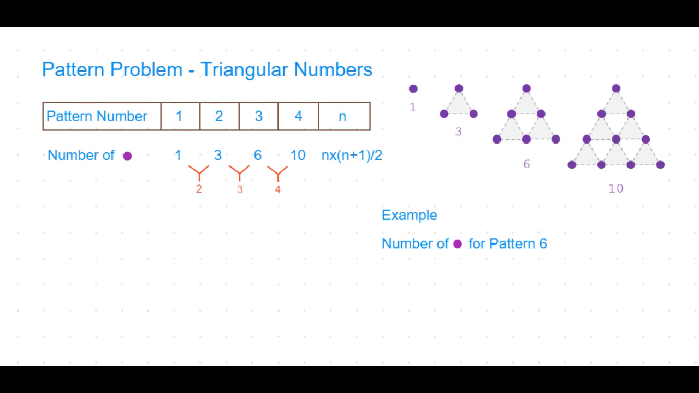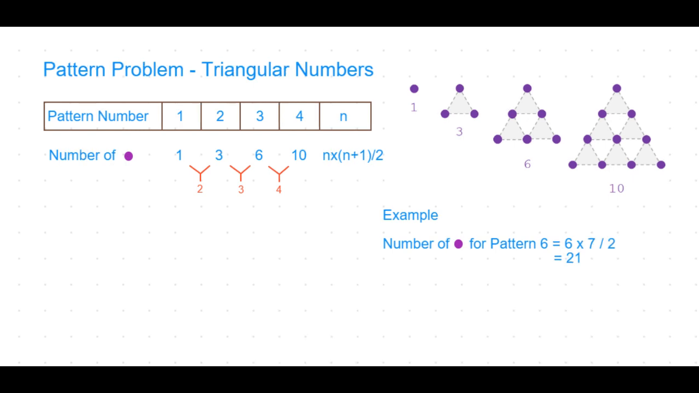Here, 6 times n plus 1 is 7, divided by 2. 6 divided by 2 is 3. 3 times 7 is 21. So the answer is correct. Let's take a random example: the number of dots for pattern number 35. How do we do it? Just n, which is 35, times n plus 1, which is 36, divided by 2, which is 630. So there would be 630 dots in pattern number 35.